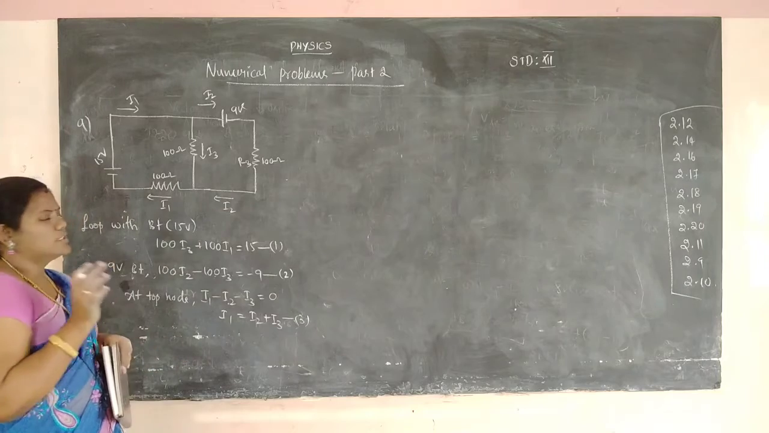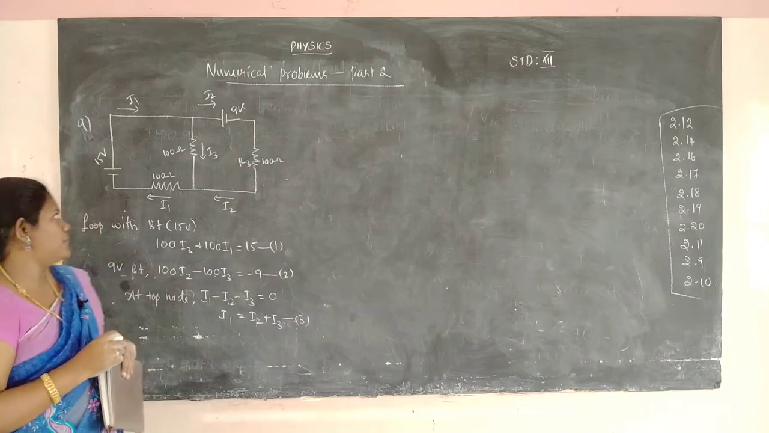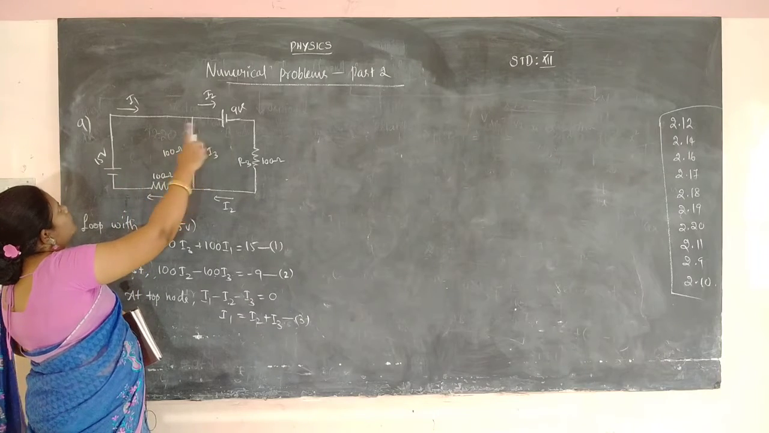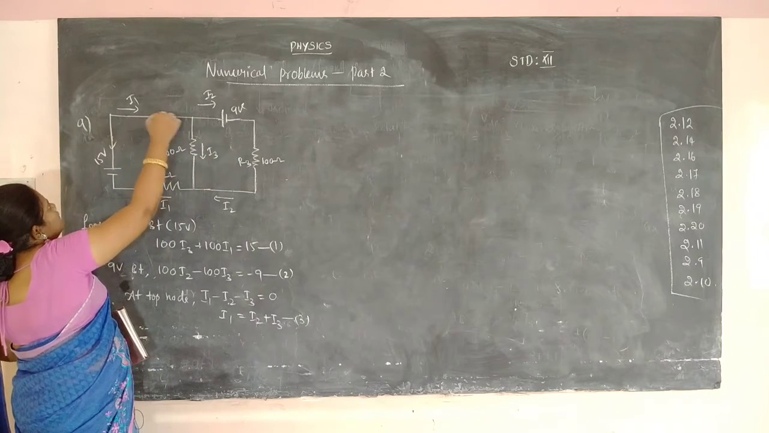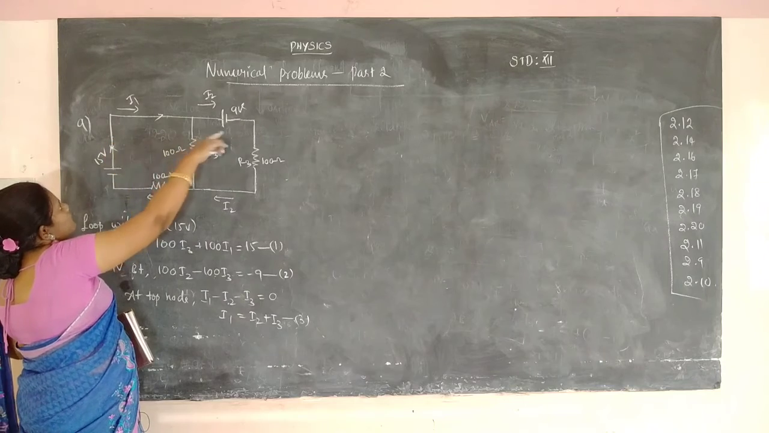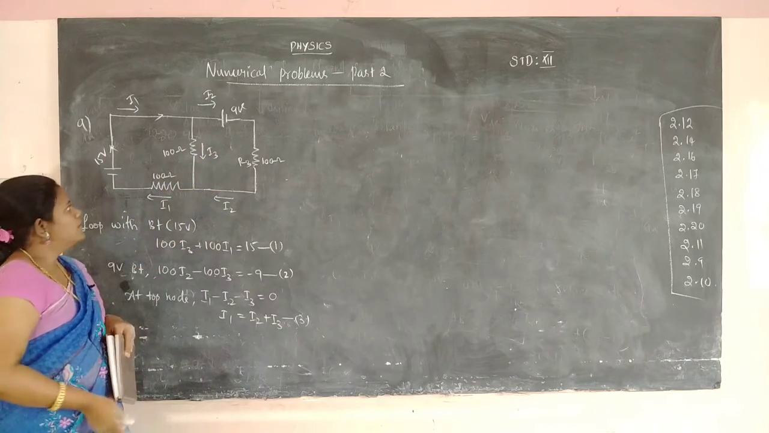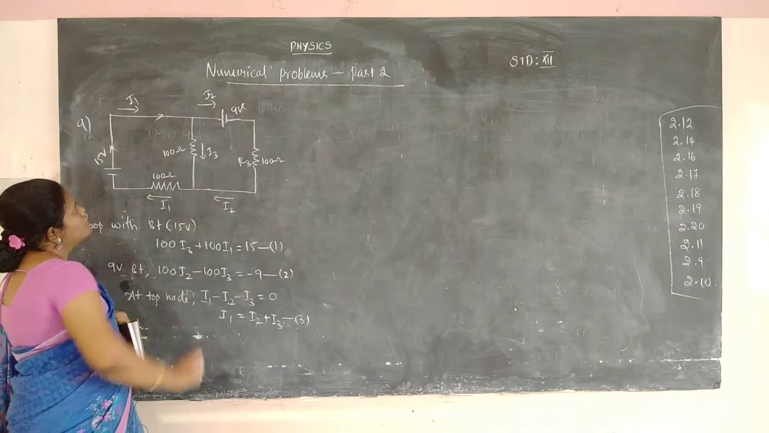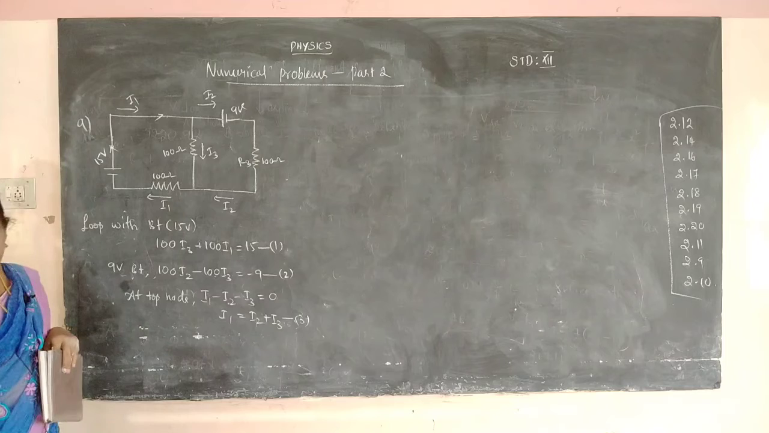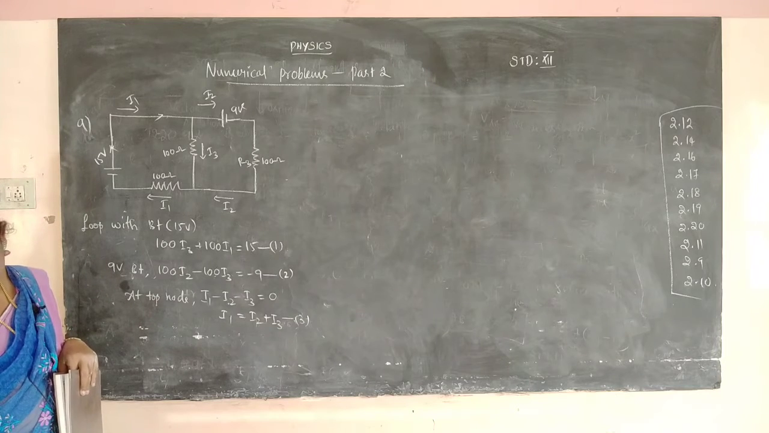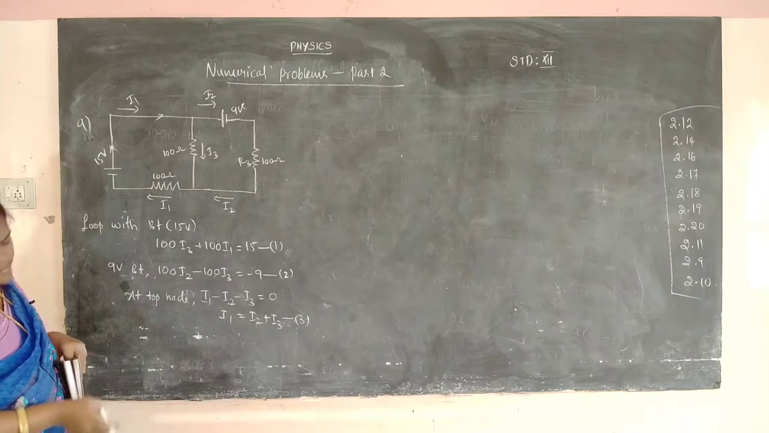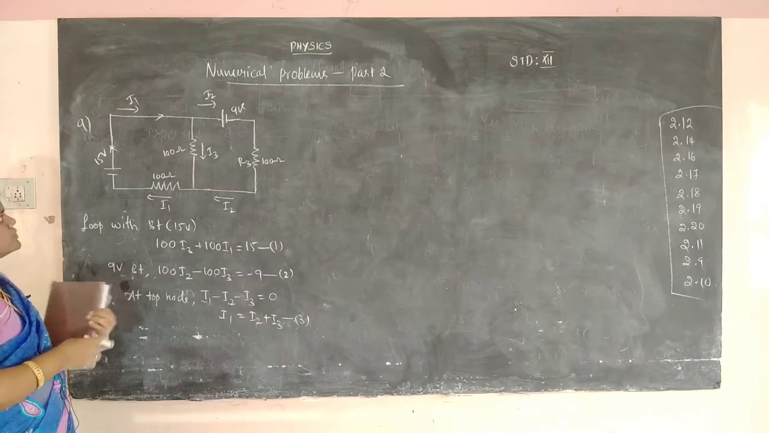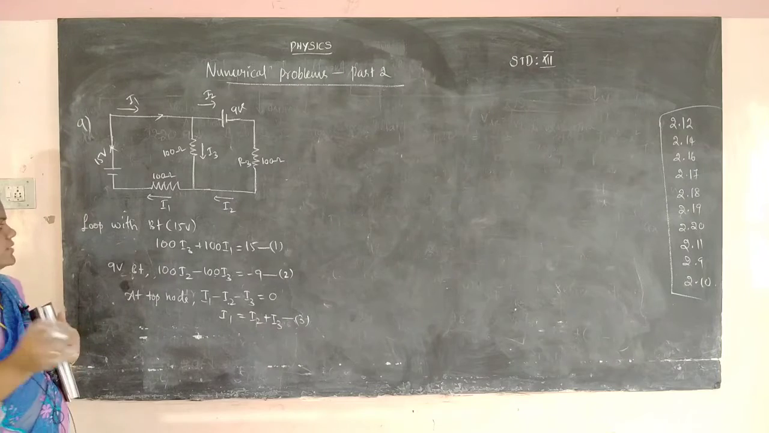Ninth problem in your book has one circuit. The circuit has two batteries, 15 volt and 9 volt, and three resistances, R1, R2, R3. The three resistances are mentioned with the currents I1, I2, I3.